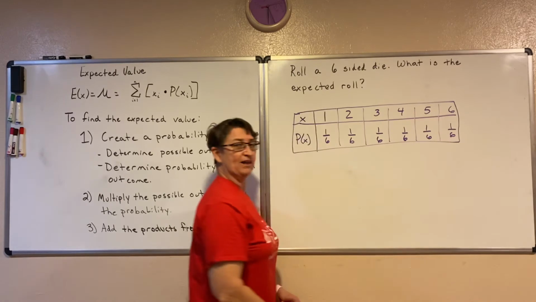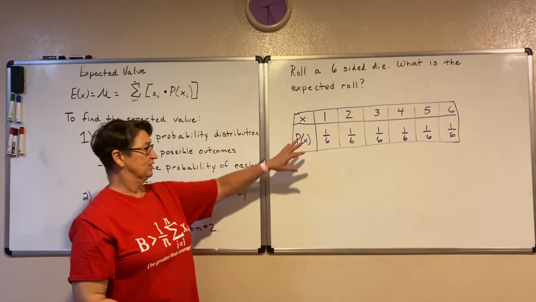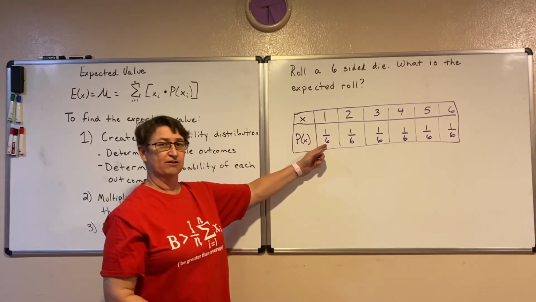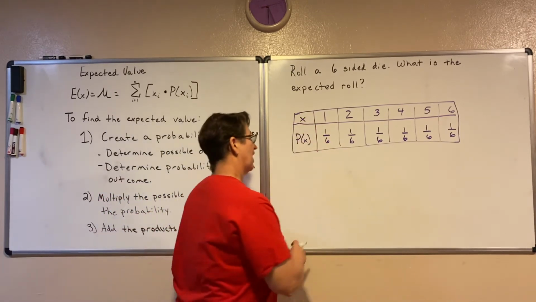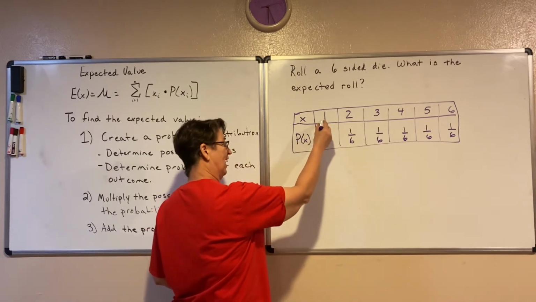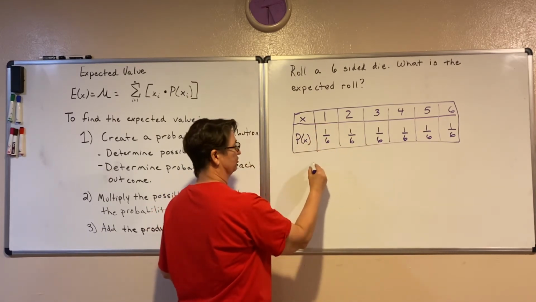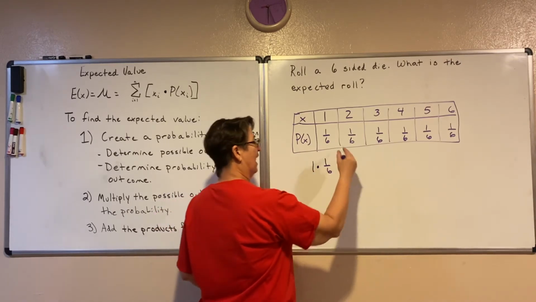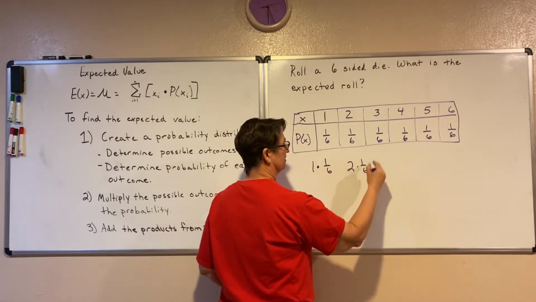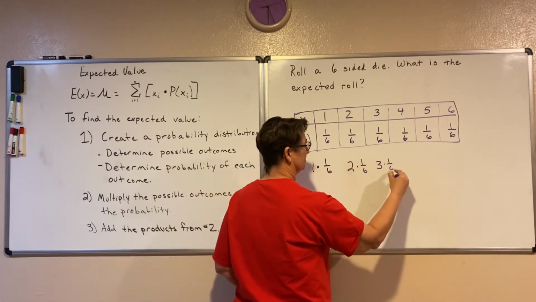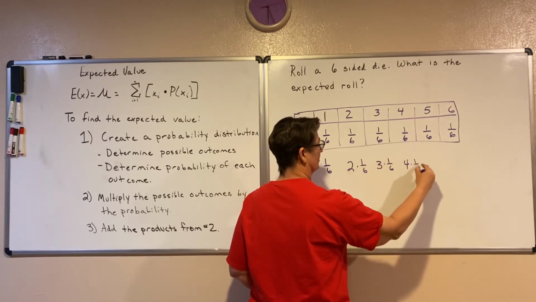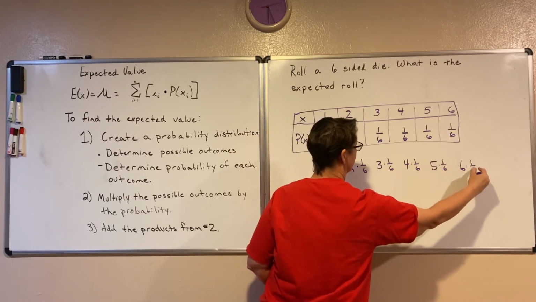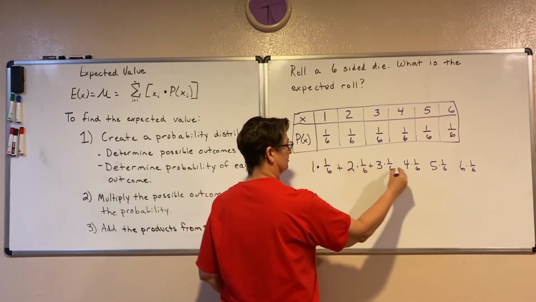Now, once I have that, then it's nice and easy, because all I'm going to do is take my random variable and multiply it times the probability of it occurring. So I'm just doing that outcome times its weight, or times its probability. So 1 times 1/6, I'm going to multiply 2 times 1/6, I'm going to multiply 3 times 1/6, I multiply 4 times its probability, the 5 times its probability, and that outcome times its probability. And then once I have those products, I'm just going to add them together.